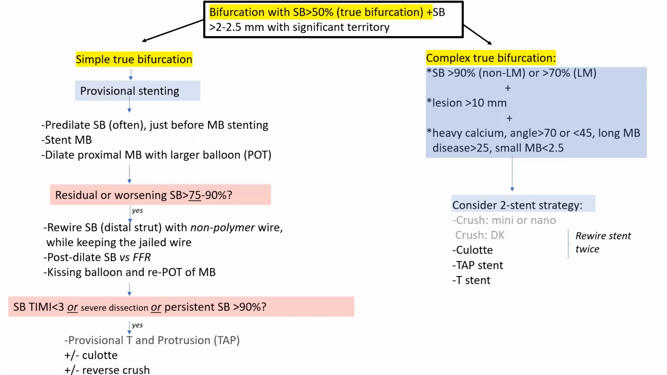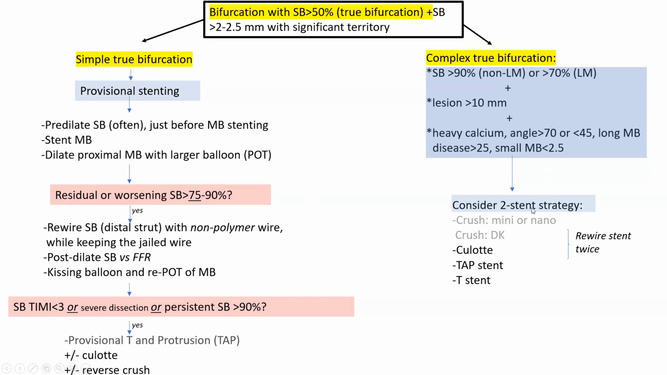However, you adjust. As I said, the EBC MAIN trial showed that provisional stenting is appropriate and as good as 2-stent strategy in true distal left main bifurcation, although they mainly took simple true bifurcation. They had a subgroup of higher complexity, but they were mainly simple true bifurcation. Mainly they were short ostial circumflex stenosis.